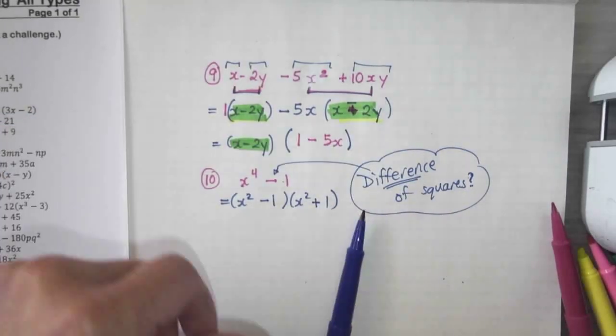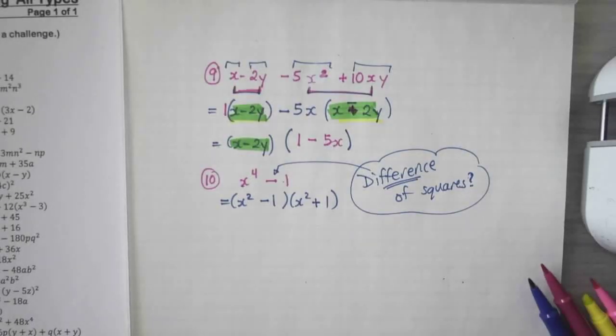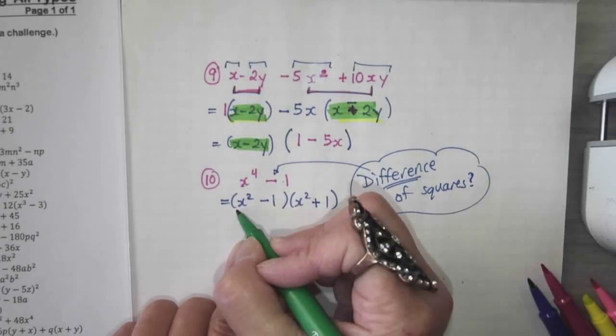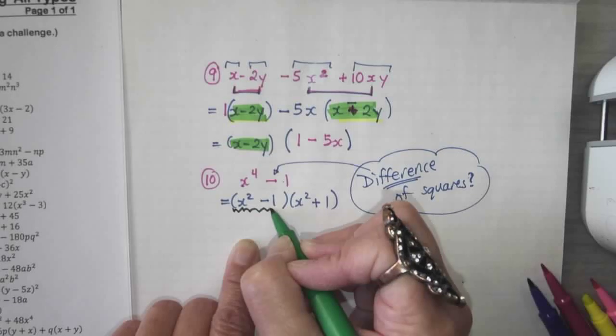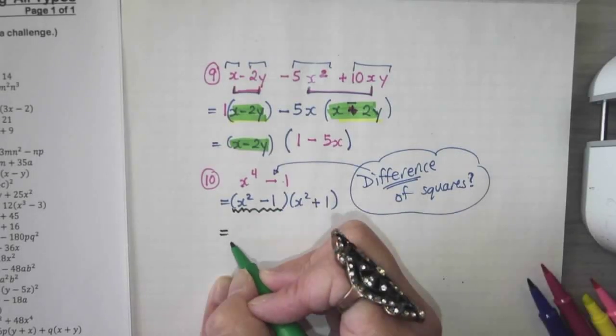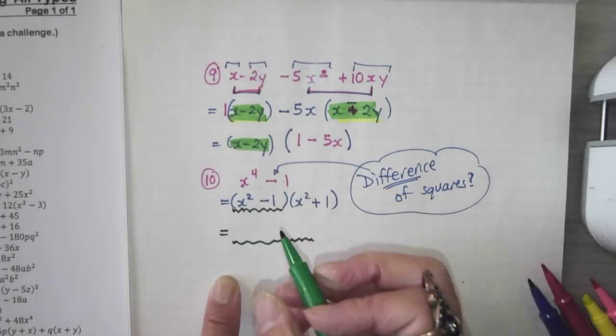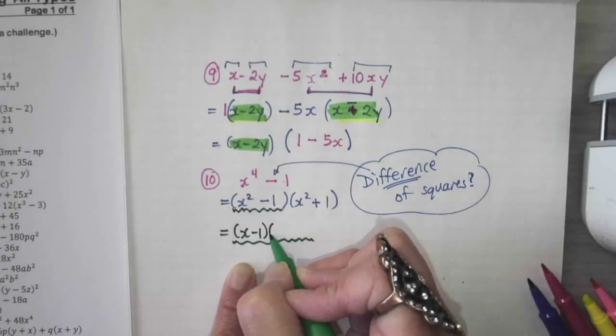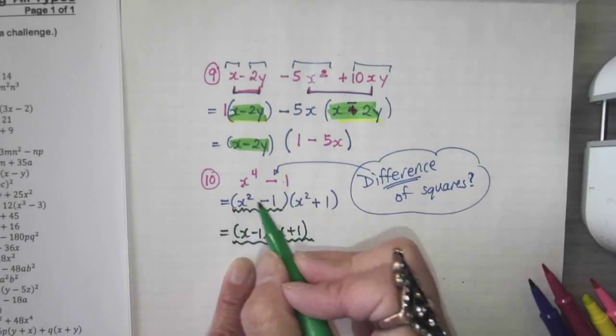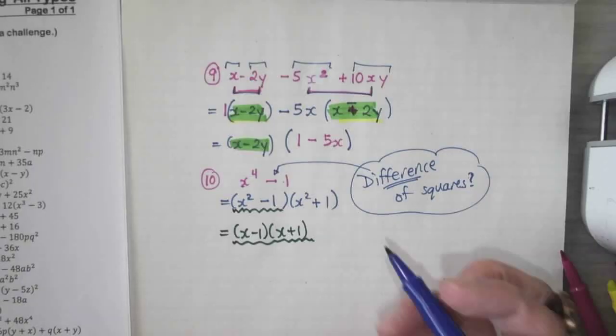Isn't that beautifully done? Then you have to look at your answer and go, wait, isn't that a difference of squares? So yes, it is. So that we're going to do again right here. That is actually x minus 1, x plus 1 again. The same, one of each.